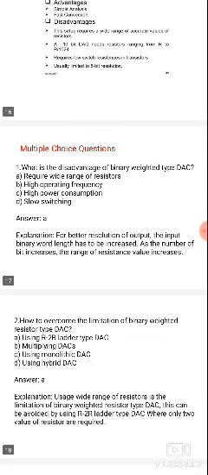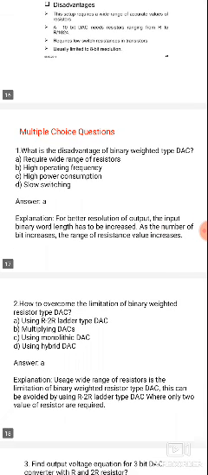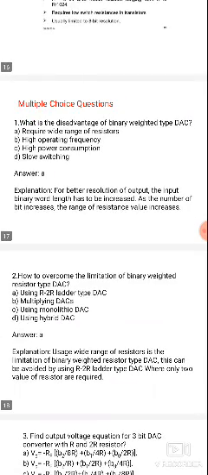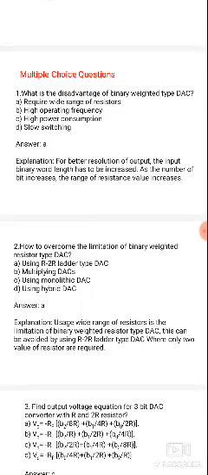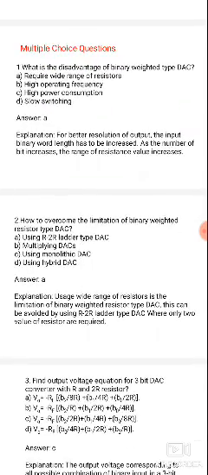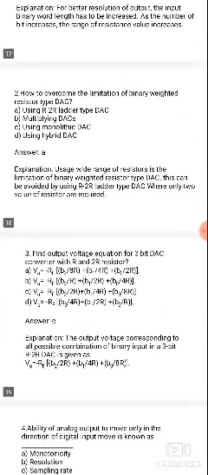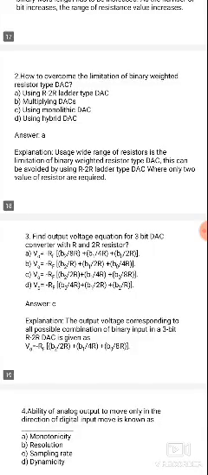Some multiple choice questions related to binary weighted DAC. What is the disadvantage? The main disadvantage is that it requires a wide range of resistors. The second one is how to overcome the limitations: the next conversion method is the R-2R ladder type DAC. To overcome the problems in binary weighted resistor, we go for the R-2R ladder network.